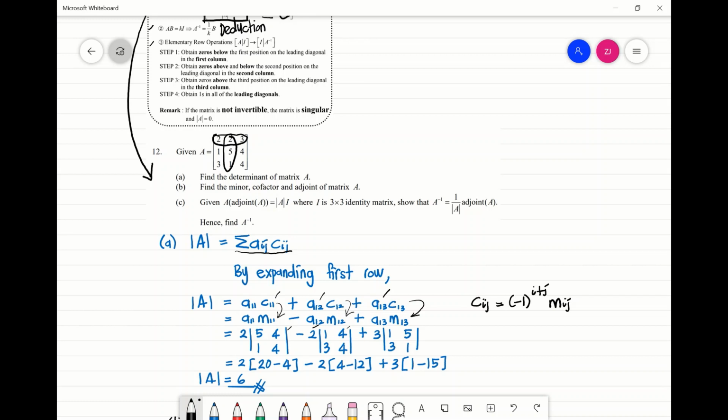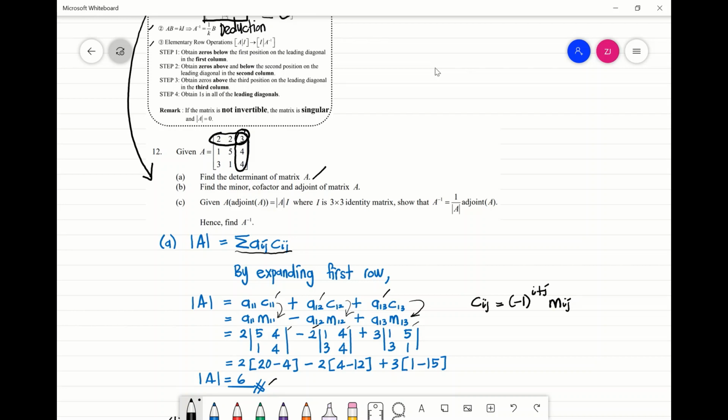We bring down all the elements and we write down A13, the element in the first row and third column. To find M13, we close the first row and third column, and we can see clearly the elements remaining are 1 5 3 1. Then we find all the determinants of these 2 by 2 matrices, and we will get the answer to be 6. So part A is done.